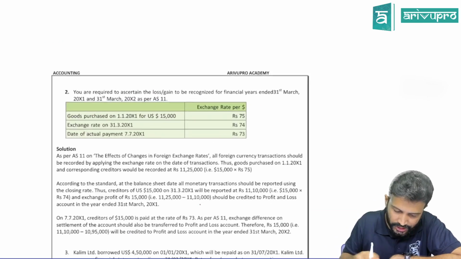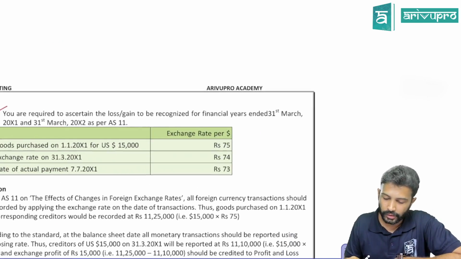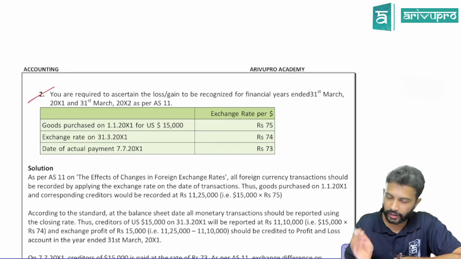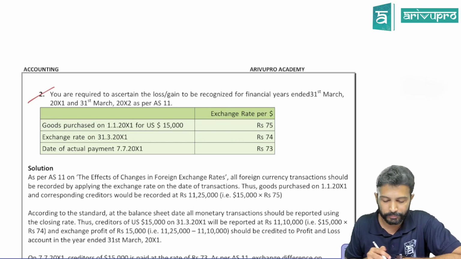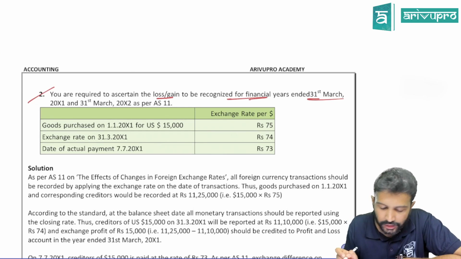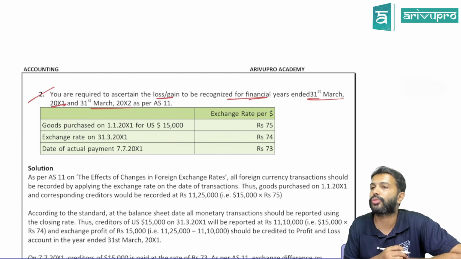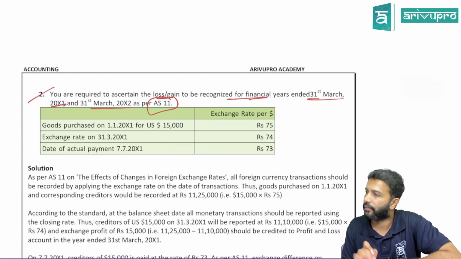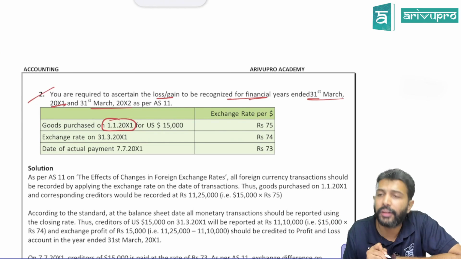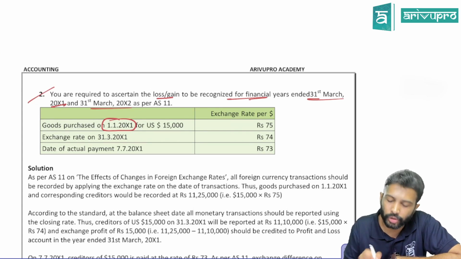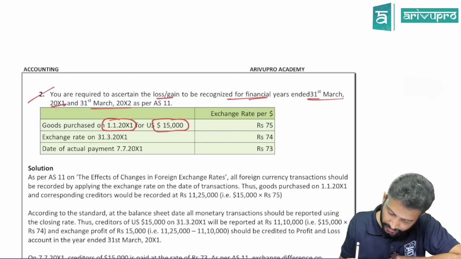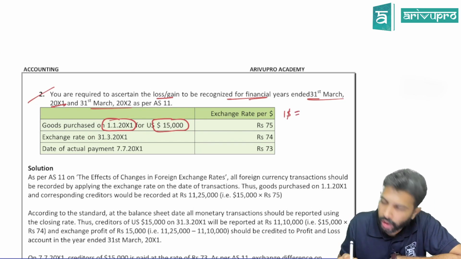Question number 2. Let's take that up. Carefully listen, then you copy. It's fine, I'll solve it again. It's the same question like the way we have done previously. You are required to ascertain loss or gain to be recognized for the financial year 31st March 20x1 and 31st March 20x2 as per Accounting Standard 11. Goods have been purchased on 1st January 20x1 for a dollar value of 15,000. And they're giving the exchange rate per dollar, meaning $1 is equal to how many rupees.